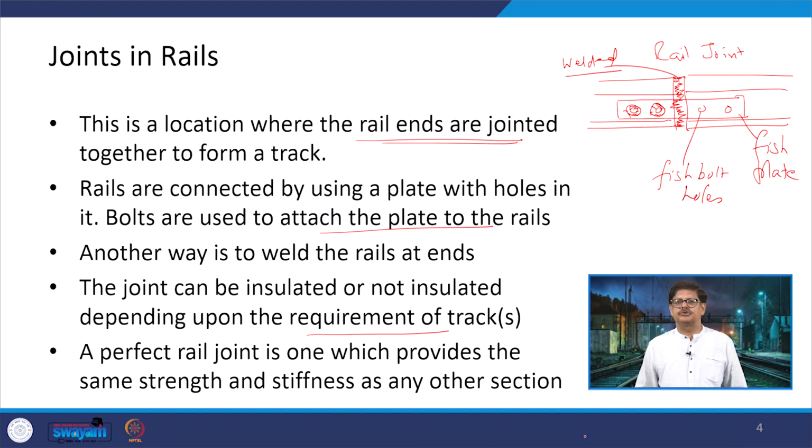Now, a perfect rail joint is the one which provides the same strength and stiffness as any other section. Take one rail section at the middle level: whatever strength is there in the middle section, the same should come on this joint section. Otherwise, this joint section is going to be a weak point on the track, because not exactly the same value is going to be there as in the normal section of the rails. So, this is an important aspect.